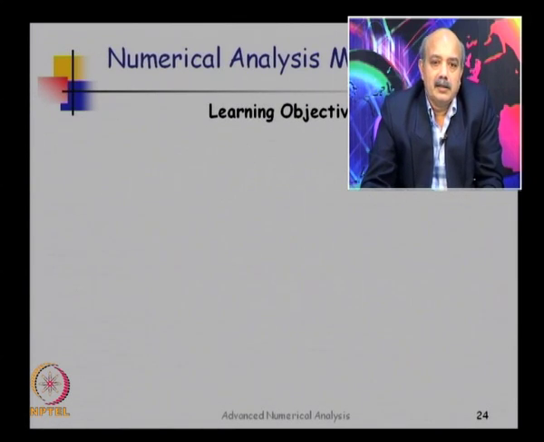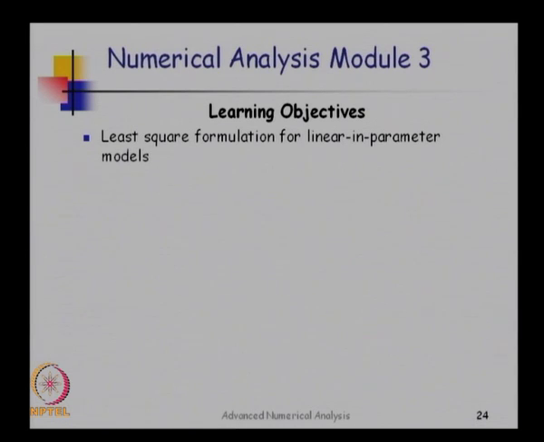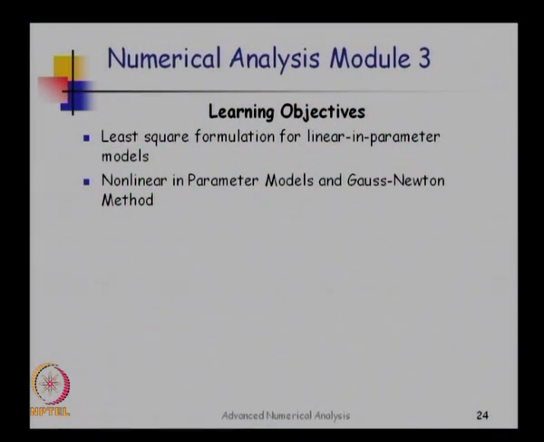And in this, before we move on to the remaining part, that is understanding the tools, we will also look at least square problems for linear in parameter models, and least square formulation for nonlinear in parameter models. So in particular, we are going to look at a method called the Gauss-Newton method. So this Gauss-Newton method is a combination of least squares and Taylor series. So we'll look at this Taylor series approximation and least square approximation.